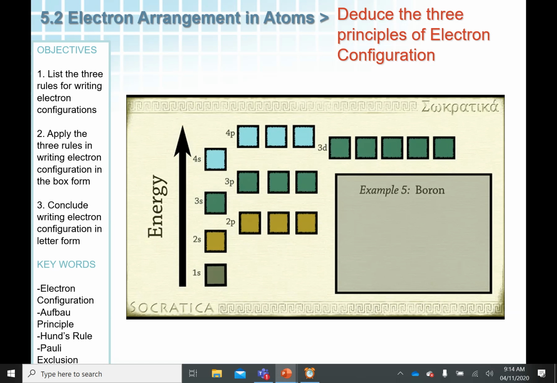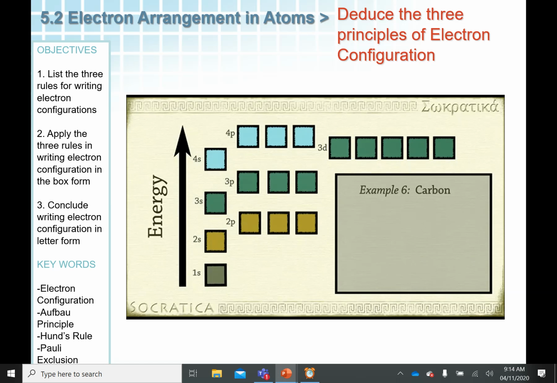Next comes boron with 5 electrons. We're now starting to fill in the 2p subshell. P subshells have 3 orbitals, px, py, and pz, which can each hold 2 electrons, for a total of 6 electrons. We put the first electron in 2px. The electron configuration of boron is written as 1s2, 2s2, 2p1.